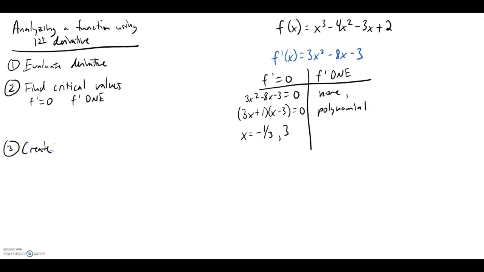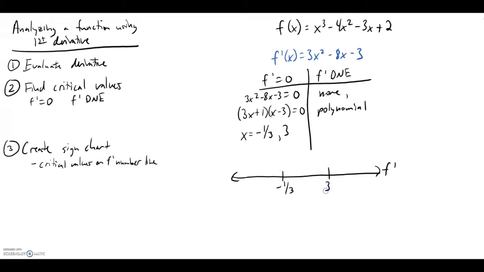Step 3, we're going to give a name to the number line we set up back at the beginning of this video. We're going to create what's called a sign chart for f prime. And on this sign chart, or on this number line, we're going to place any critical values we have found. And in step 4, we're going to pick test values on all open intervals to determine the sign of the derivative.